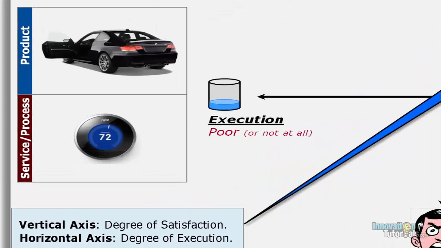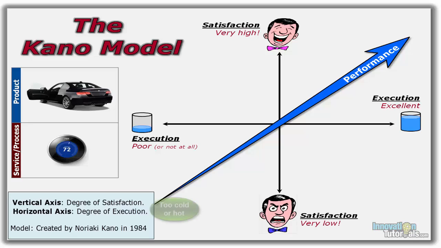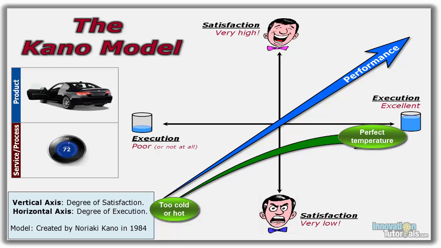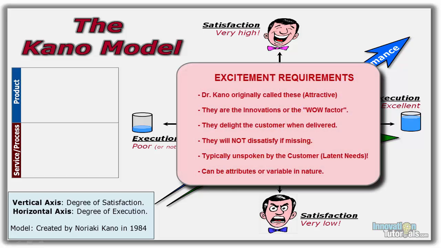A service example might be providing the right temperature in a hotel's conference room. Too hot or too cold, the guests will likely be very uncomfortable and verbally complain. If the temperature is perfect, customers likely won't even notice. Their satisfaction will remain neutral. The third and my favorite type of requirements are called the excitement requirements. Kano originally called these attractive or delighters.